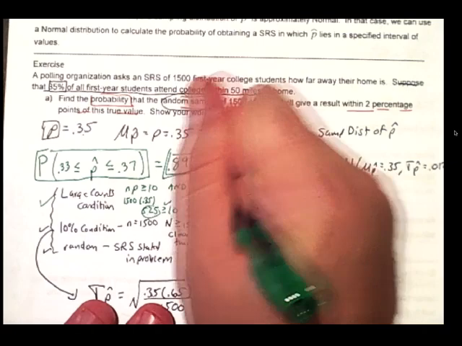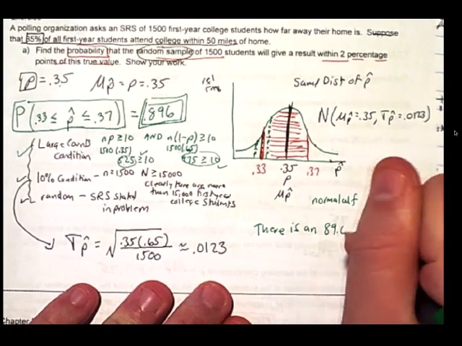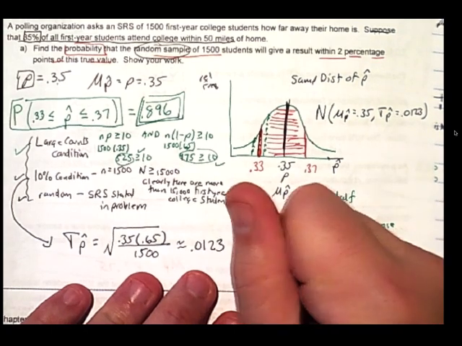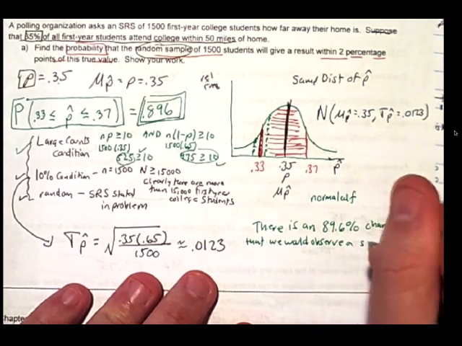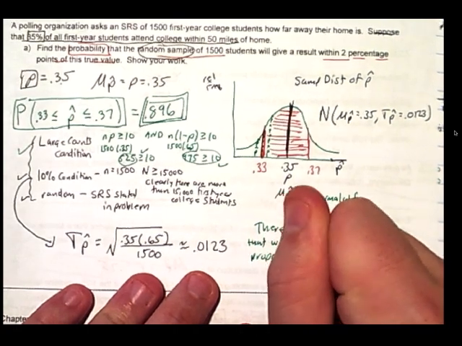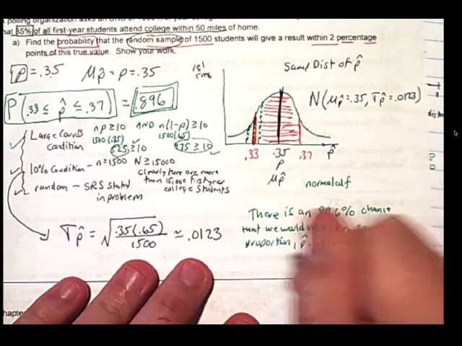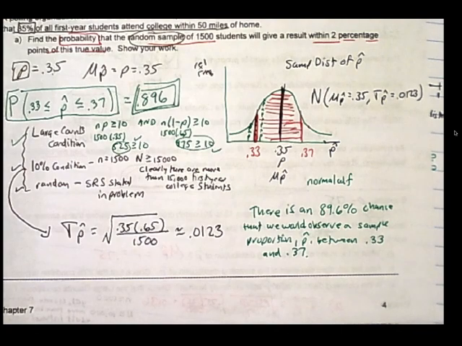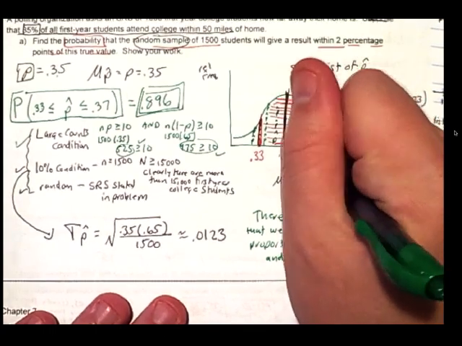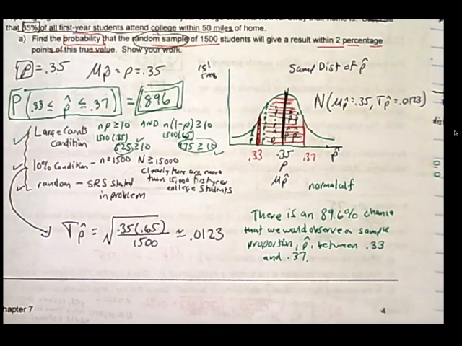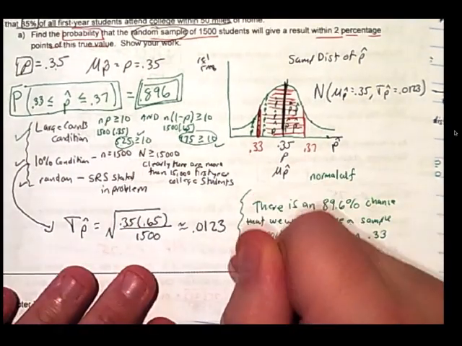And doing all that work for one answer. Okay. Let's write a quick sentence to explain the answer. There is an 89.6% chance that we would observe a sample proportion, a certain p hat, between 0.33 and 0.37. So there's almost a 90% chance that we would get a p hat in between those two values. And there's only 10% of p hats that would fall outside of those values based on this number. So that's the meaning of the answer.